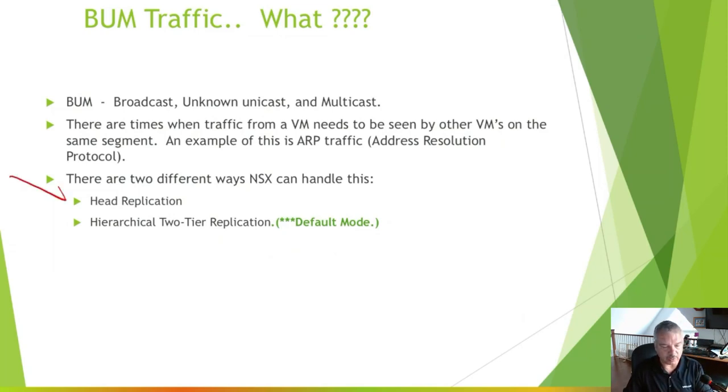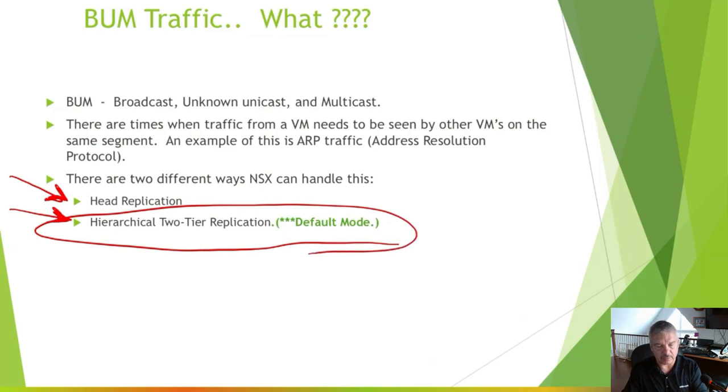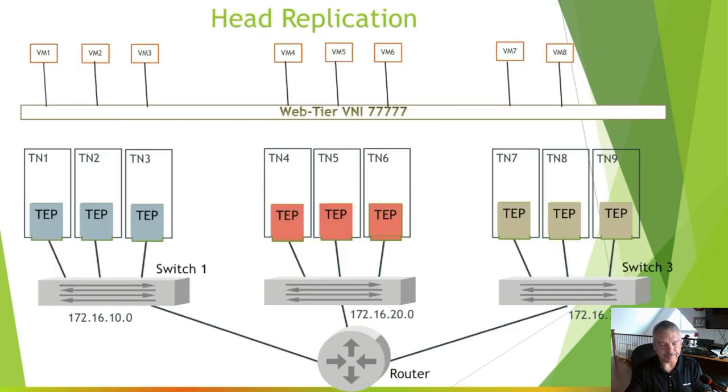So we can do what's called head replication or hierarchical two-tier replication. This is the default. Okay, let's look at how we handle ARP traffic. So let's say in this example we're talking about head replication. This is not the default.